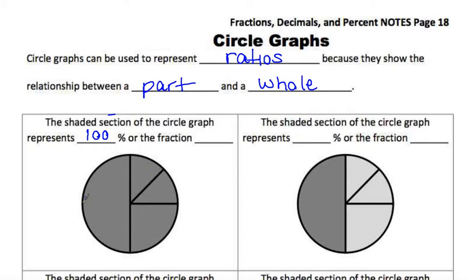So a whole circle graph is out of 100%, or the fraction 1 over 1, because 1 divided by 1 would be 1, and 1 is 100%. This dark shaded section here represents 50%, or the fraction 1/2. Another way to think about this is that we could cut it along this line here, and this would be 2/4. If you simplified it, you would get 1/2 of the circle.